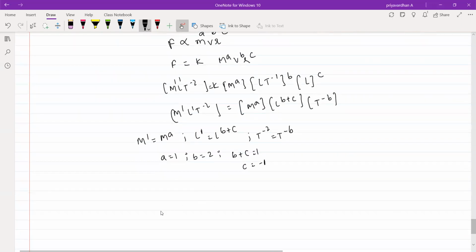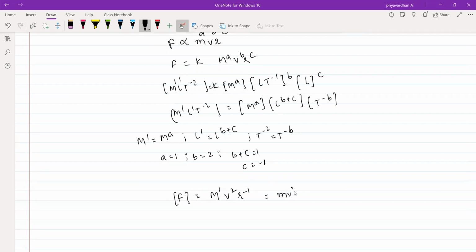So the whole expression I can write as F, M power 1, V power 2, as well as R power minus 1. You can write it as MV square by R. Instead of writing it as a dimension formula, I'll write it as a formula. So F is nothing but MV square by R.